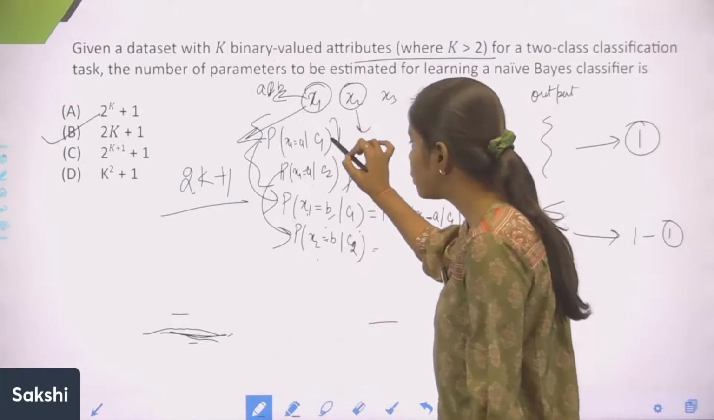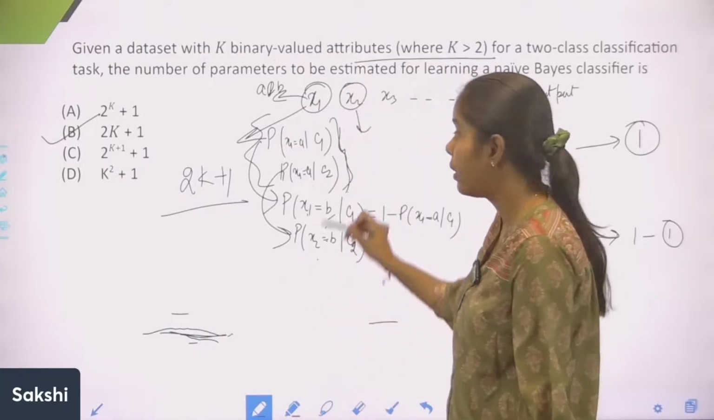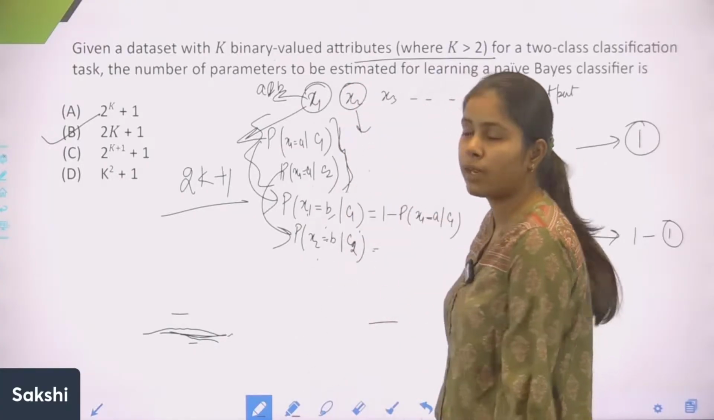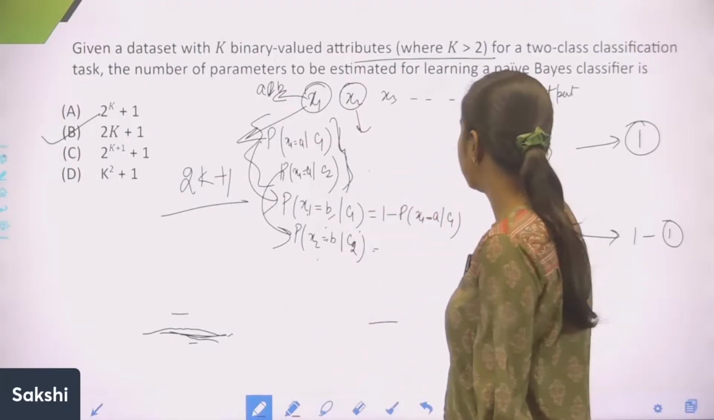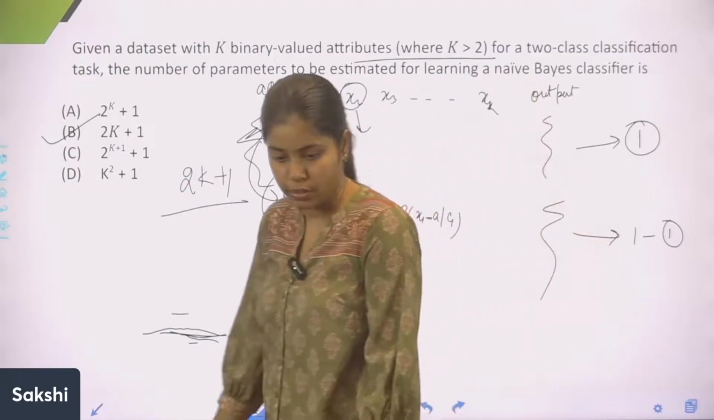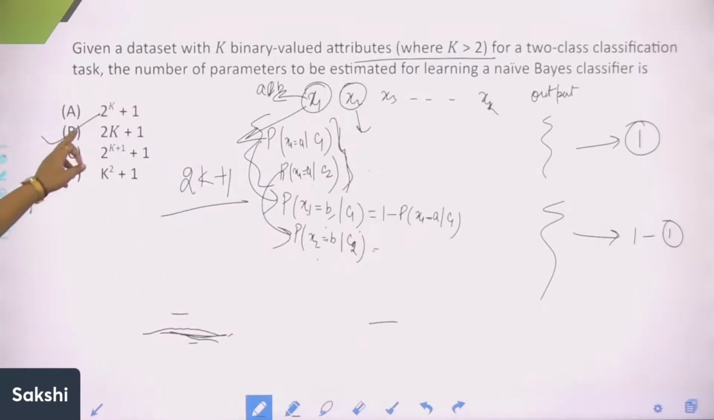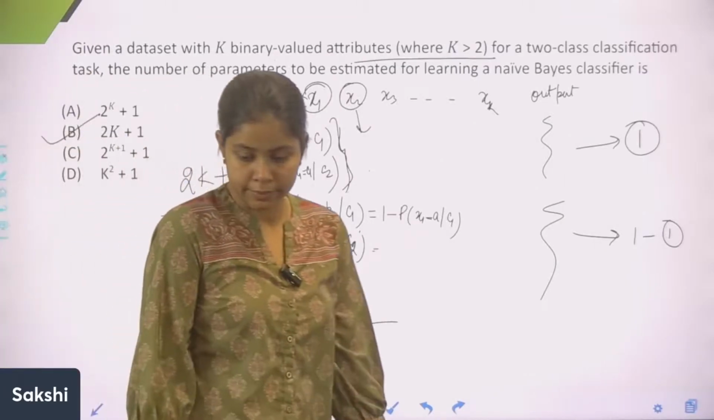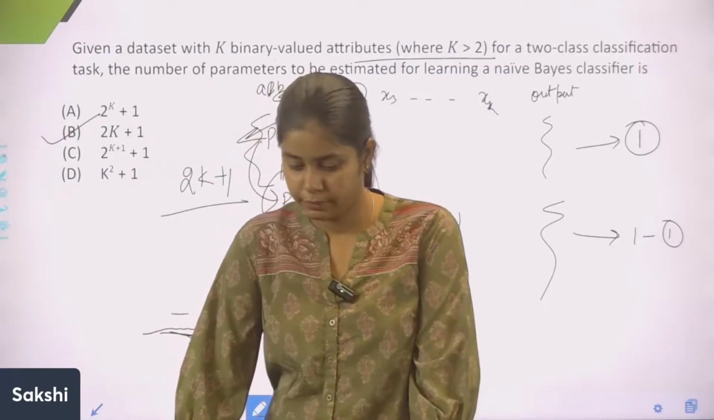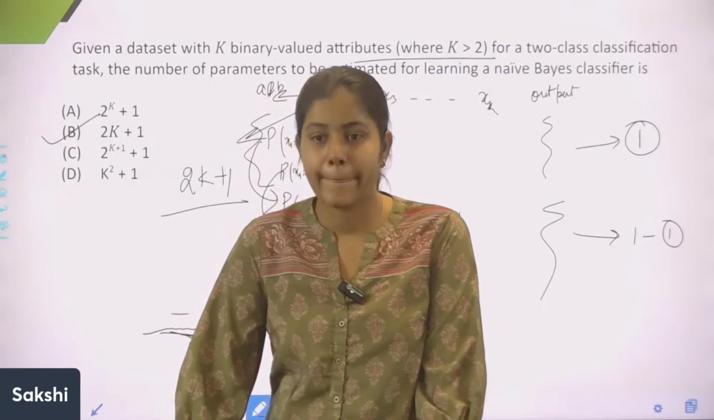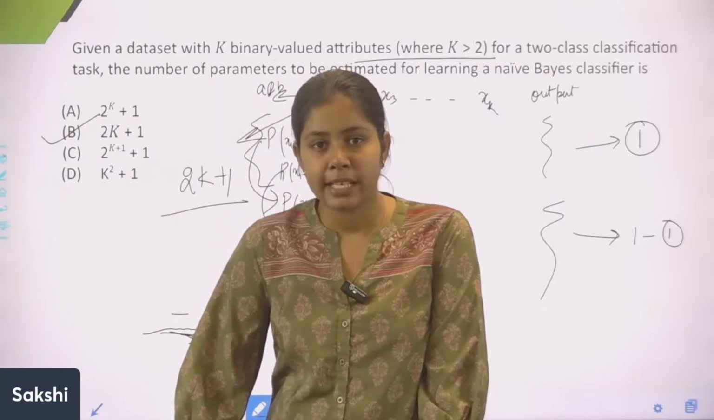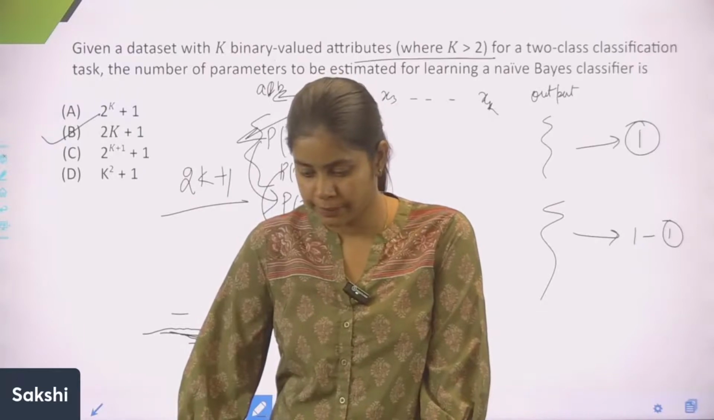Now I can use these two probabilities for x1. Similarly I'll find two probabilities for x2, for x3, and for xk, for each of the k features. So that means 2k plus 1 is my correct answer. Let me know guys if there is any confusion in this.